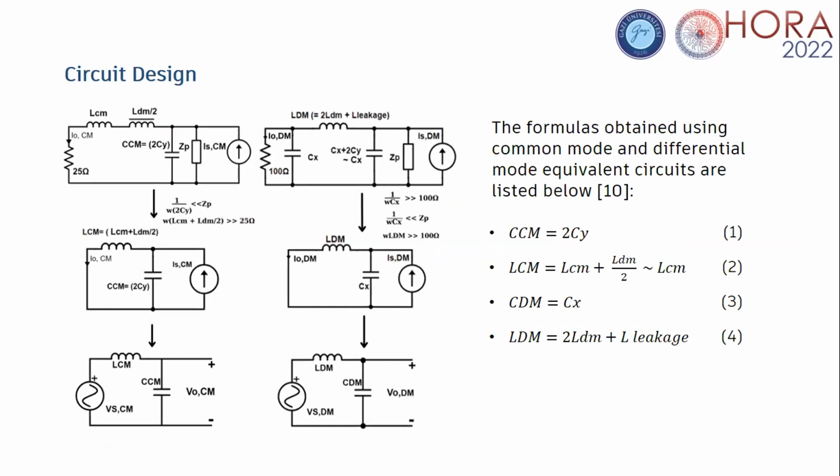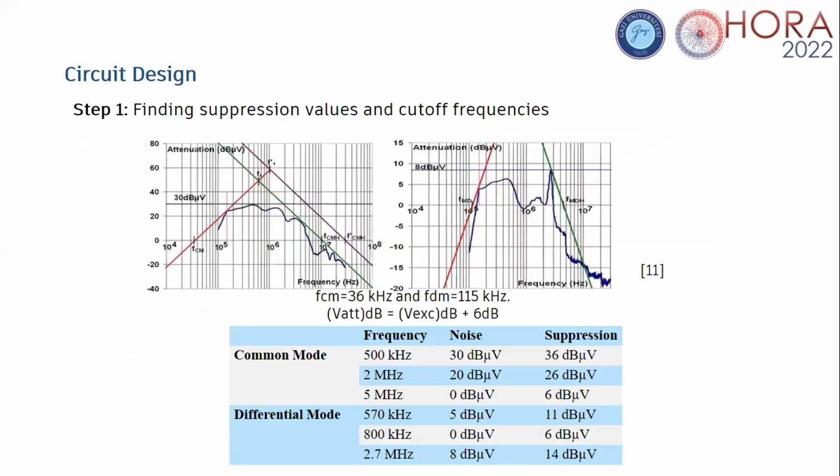When the equivalent circuit of the noise is connected with these circuits and simplification is made, equivalent filter circuits for the common and differential mode are obtained, and the following equations were found. In order to determine the component values of the filter, reference common and differential mode noise were used, and the cutoff frequencies were determined. In order to examine the characteristics of the filter, we examined the noise values at some sample frequencies and calculated the expected suppression values here.